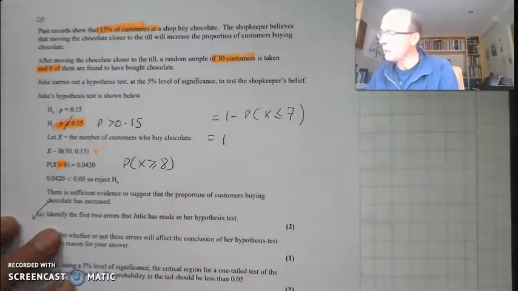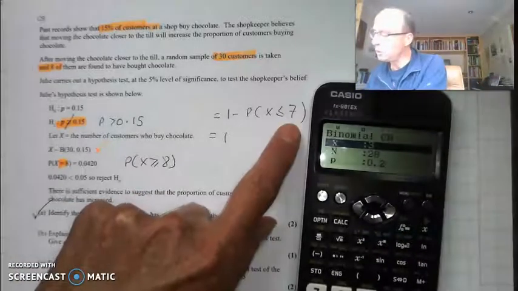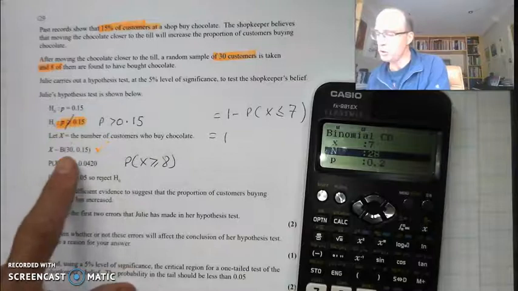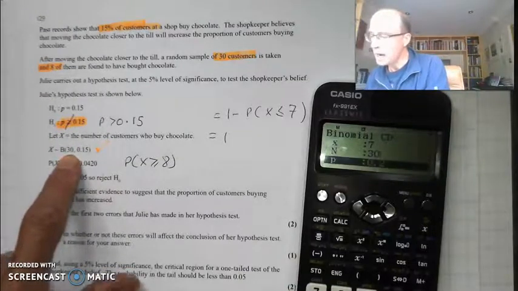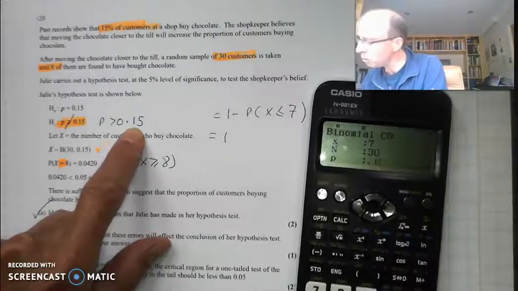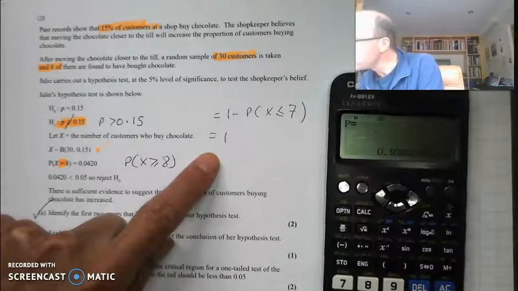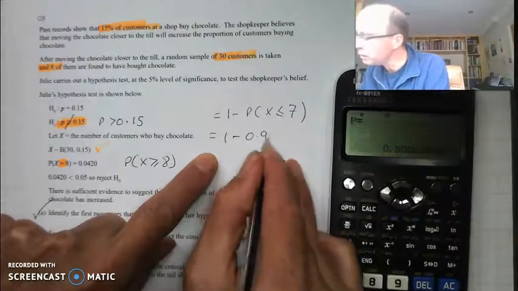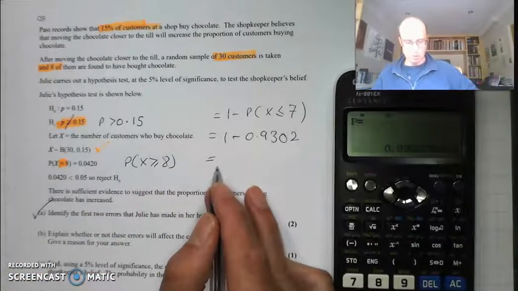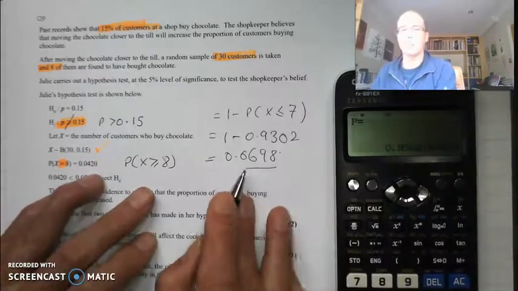We can work that out from our calculator. Our value of X, we're looking for 7. Number of trials we've got is 30. And our probability of success is 0.15. And that's going to give me a value of 0.9302. So 1 minus that is 0.0698.